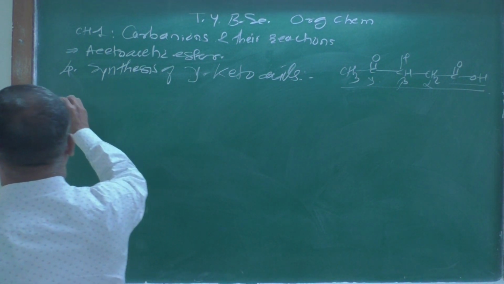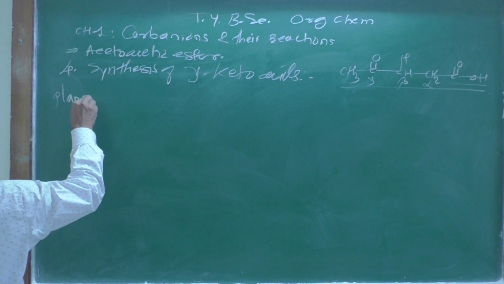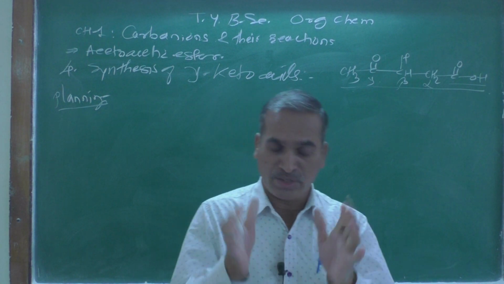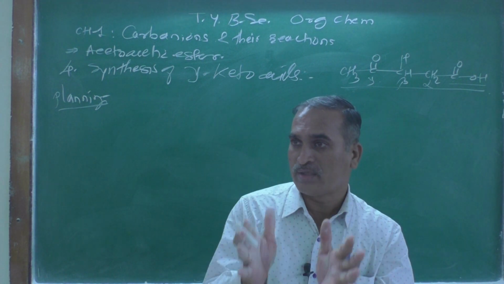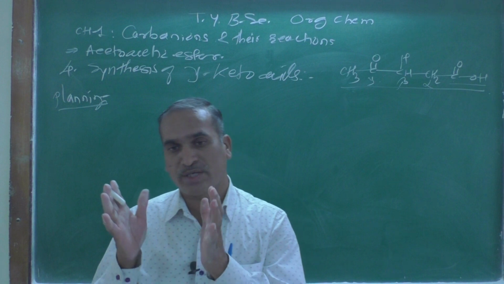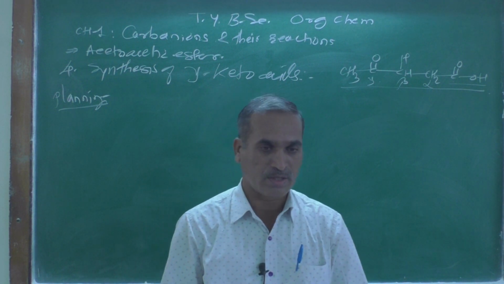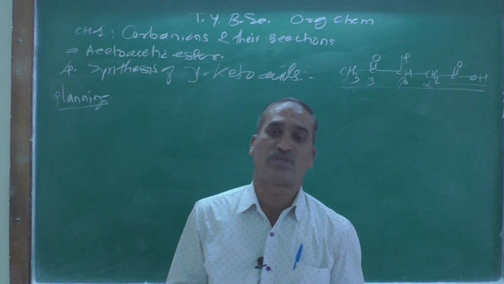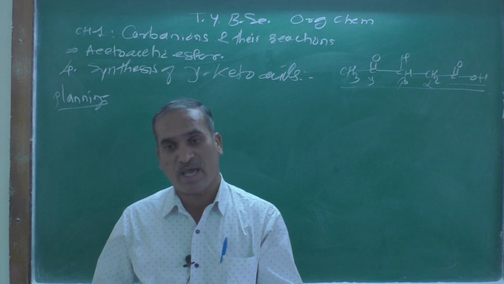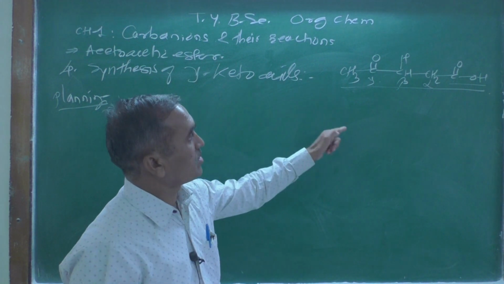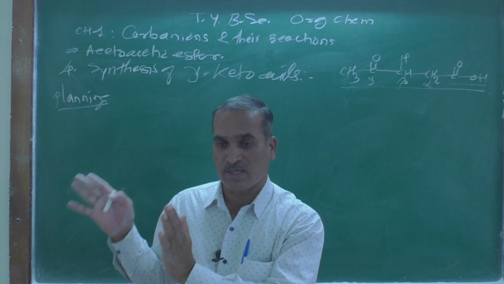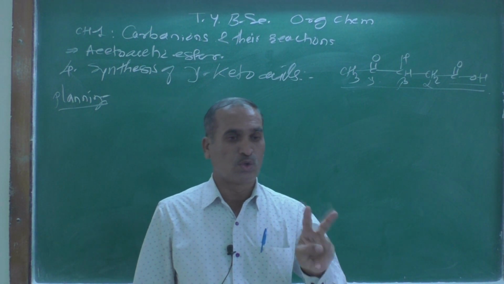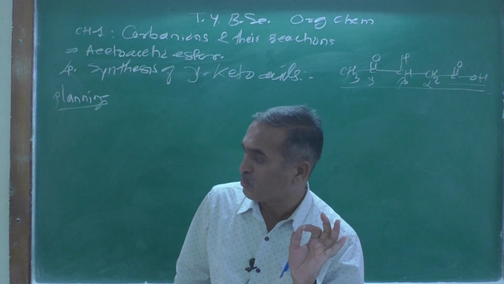Now the planning. How do you plan this? Planning means you have to do the proper planning, and then you can obtain or derive the desired product. So planning must be done. The question in an exam will appear as: how will you synthesize the gamma keto acid using acetoacetic ester? Because at the T.Y.B.Sc level, remember, only two synthetic reagents we are going to use.